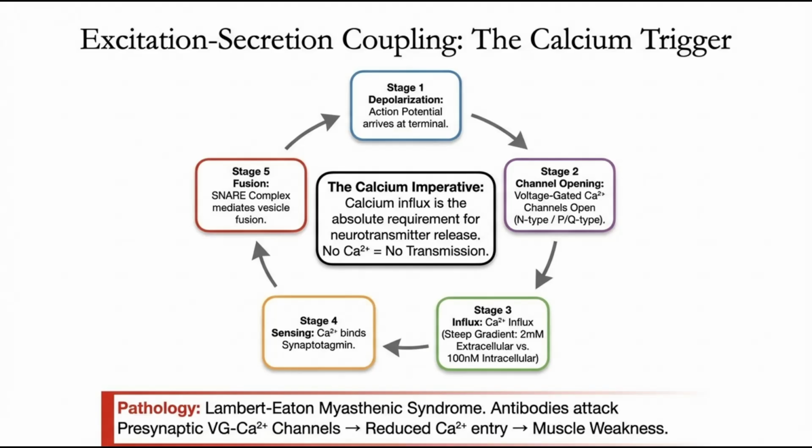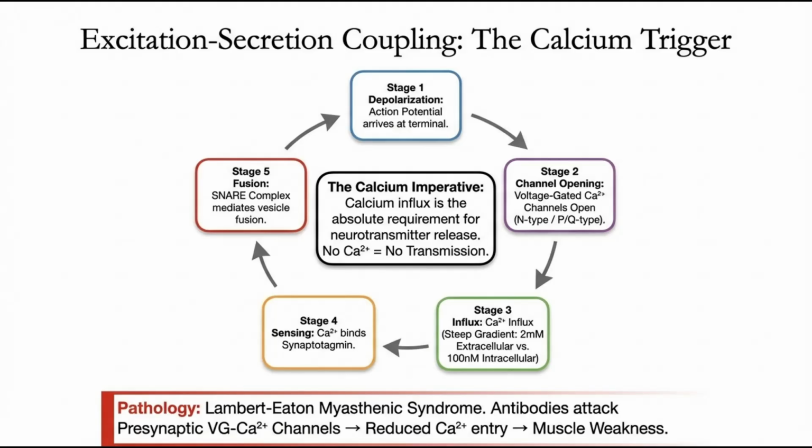The slide details the molecular machinery here. That intracellular calcium binds to a sensor protein called synaptotagmin. Synaptotagmin. It sounds like a transformer, and it kind of acts like one. It is the calcium sensor, and it sits right on the vesicle membrane. When it detects this rush of calcium, it changes shape, and that shape change triggers the SNARE complex.